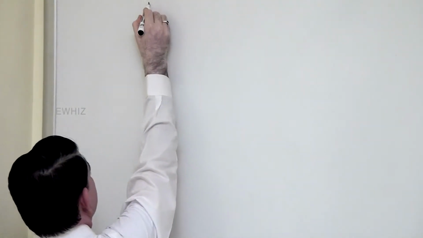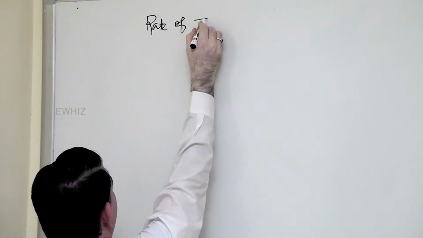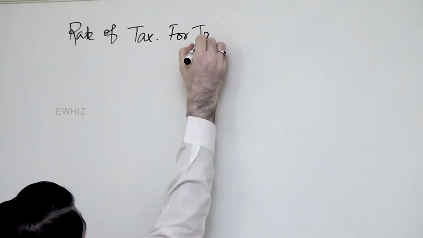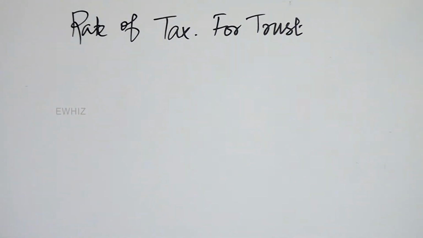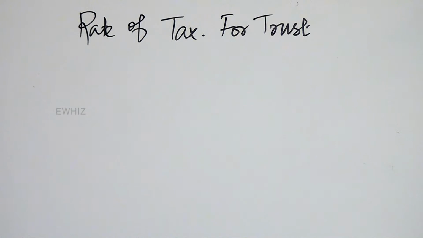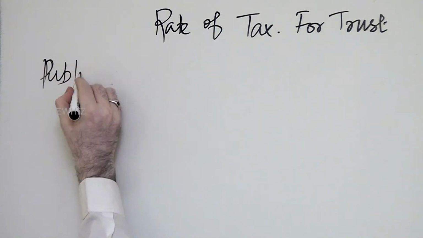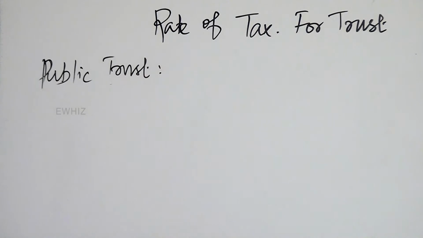Rate of tax for trusts. First, public trust. Public trust we have already seen in section 11 and 12.